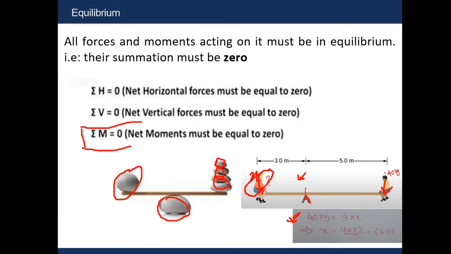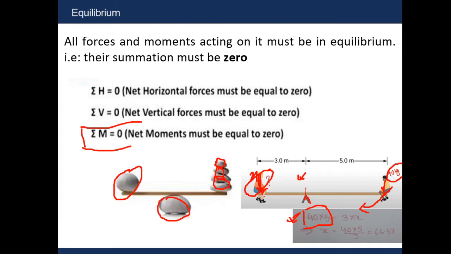We know that the summation of moment will be 0, so the moment that is being created by this 40 kg person is force into distance, or weight into distance. The distance is 5, so we can write here 40 into 5, and this moment is being generated clockwise.